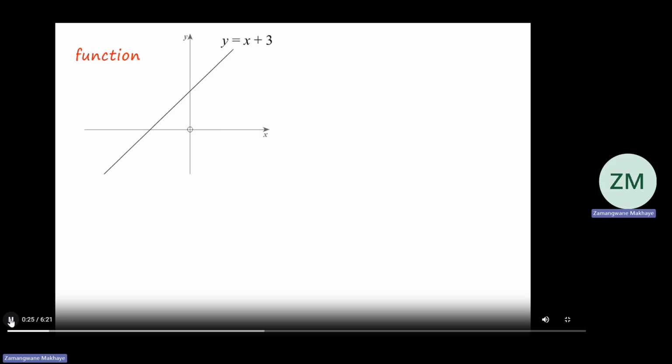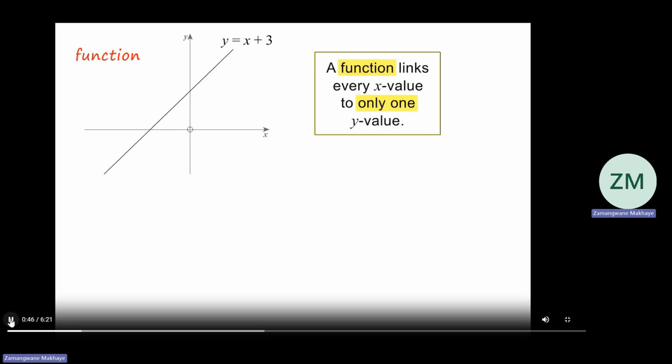And if we choose another x value, say minus 1, it will again be linked to only one y value, in this case 2. And if we choose the x value minus 4, it is clearly linked to only one y value, in this case minus 1. This will be true for all points on the line. In words, we can say that a function links every x value to only one y value.